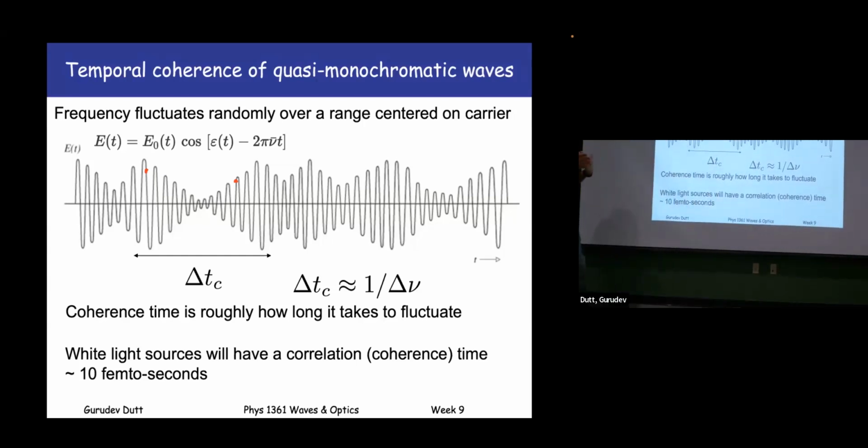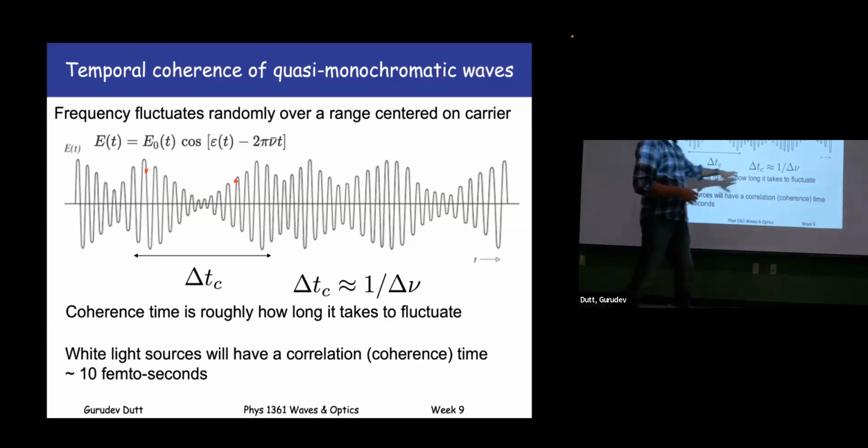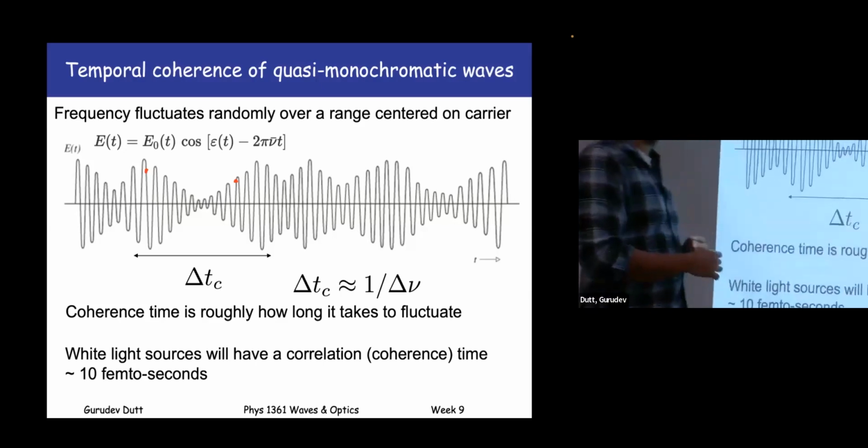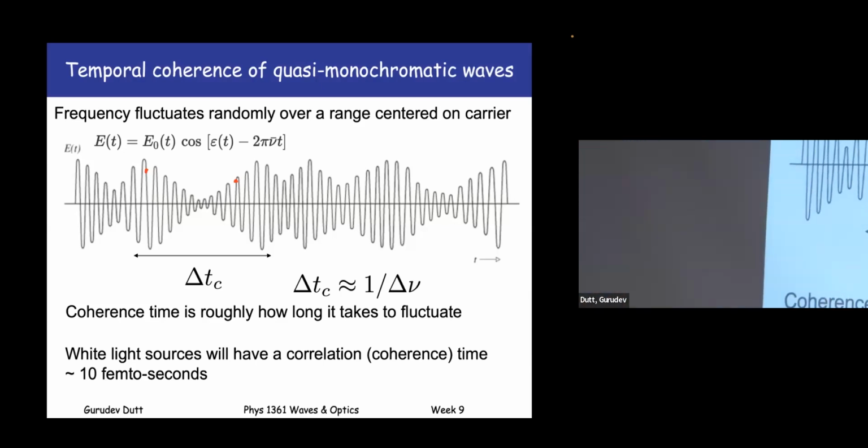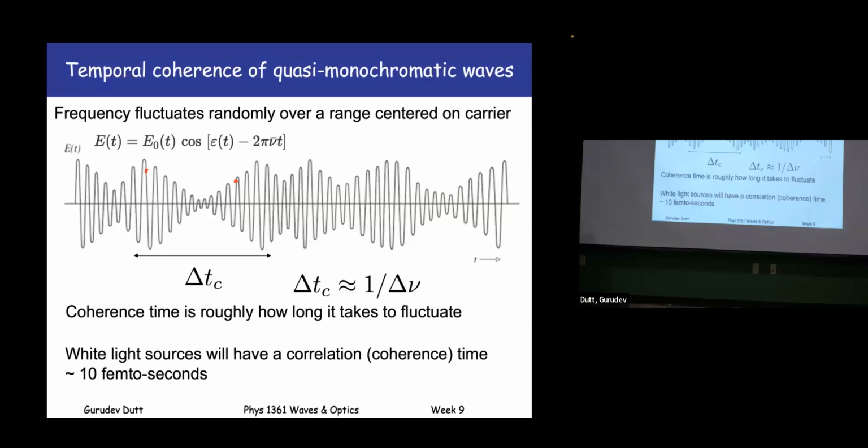Okay, so this time duration is what we call the coherence time, this delta tc, and it is roughly how long it takes to fluctuate in frequency or in phase. That's that phase difference. Okay, and it turns out, and I won't go into the detail right now, we'll come back to it later, that this delta tc is approximately proportional to the bandwidth of the source. So, we have, say, some light which has a central frequency, like let's say a discharge lamp or a laser, and then it has some bandwidth. It's not exactly monochromatic, right?